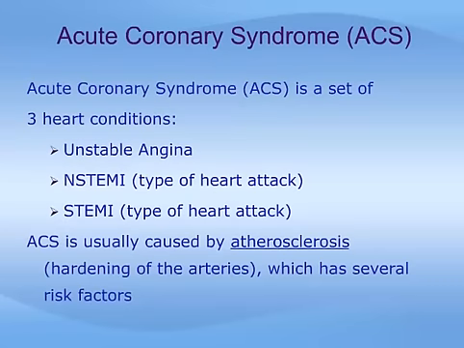Acute coronary syndrome, or ACS, is a set of 3 heart conditions: unstable angina, a type of chest pain, and 2 types of heart attack, called NSTEMI and STEMI. NSTEMI stands for non-ST elevation myocardial infarction, while STEMI stands for ST elevation myocardial infarction. These conditions usually result from the hardening and narrowing of the arteries, a process called atherosclerosis.